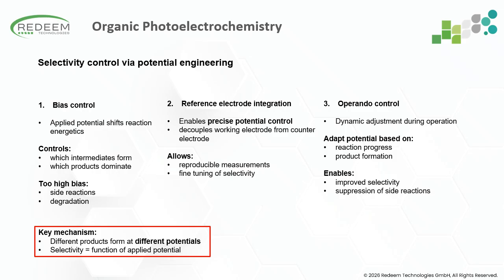To exploit this, precise potential control is essential. Integrating a reference electrode decouples the working electrode from the counter electrode, and this allows for reproducible measurements and fine-tuning of this selectivity. Looking ahead, this opens the possibility of operando control: instead of applying a fixed potential throughout the experiment, the bias needs to be adjusted dynamically as the reaction proceeds to maximize selectivity while suppressing the side reactions. So in organic PEC, the applied potential is not only an energy input, it is a reaction engineering parameter that directly determines the product selectivity.